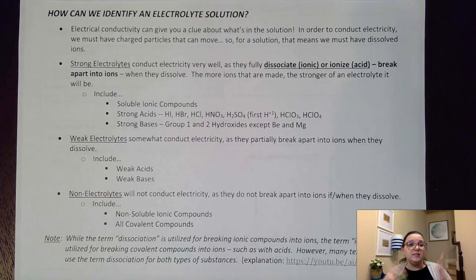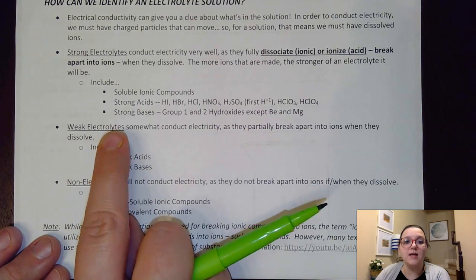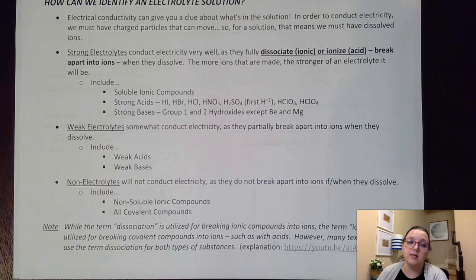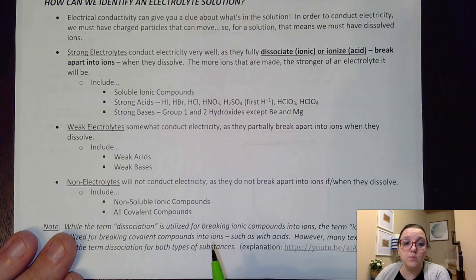They fit into that ionic category of having a metal with a polyatomic ion. And so again, we're going to fully dissociate those and see those ions there. Weak electrolytes somewhat conduct electricity. The reason is that some of the molecules will split into ions, but some of them will stay together. You notice here we have two categories for this, weak acids and weak bases.